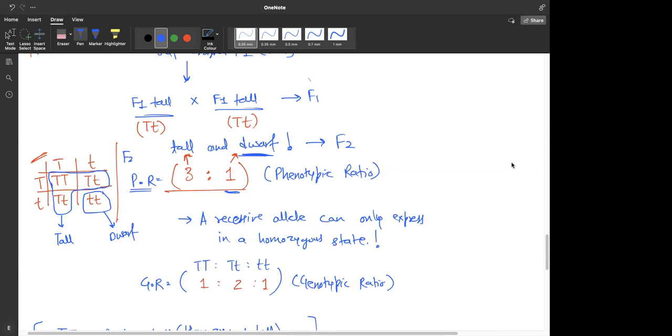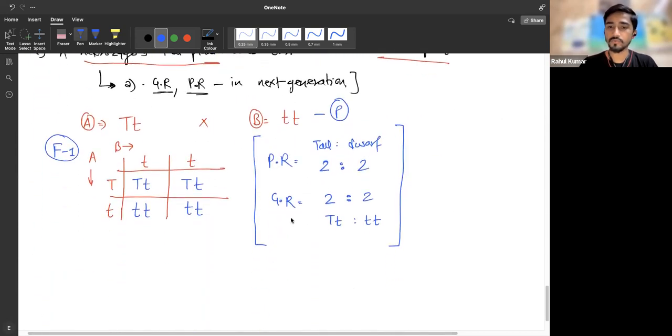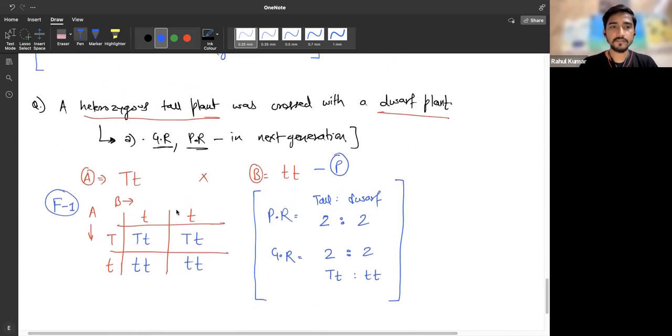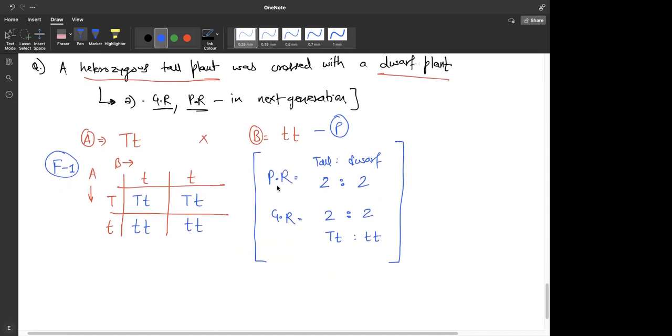Yes. So always in exam, when you do these crosses, pay attention to what they are asking you to cross, what the parents are and what their genotype is, because we saw that the ratio changed and it is not either 3:1 or 1:2:1, but it is 2:2 for both in the case where we crossed a heterozygous tall plant with a dwarf plant. Okay, everyone? Make sense? Yes, sir.